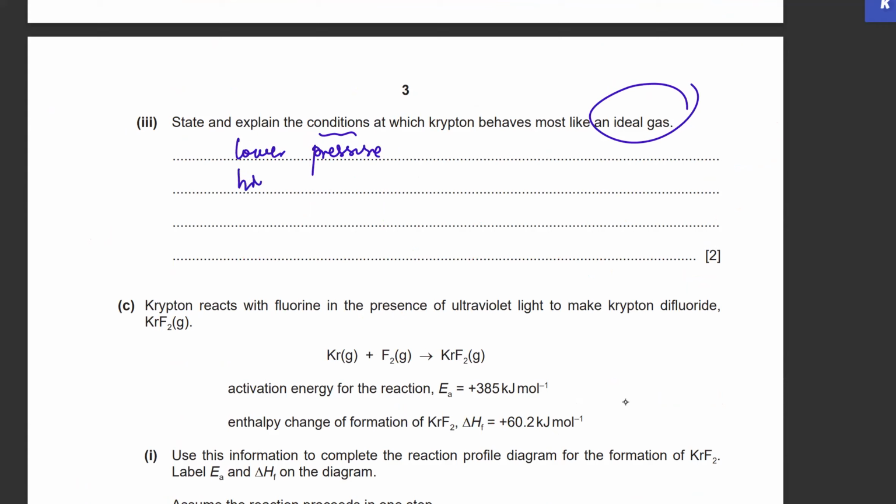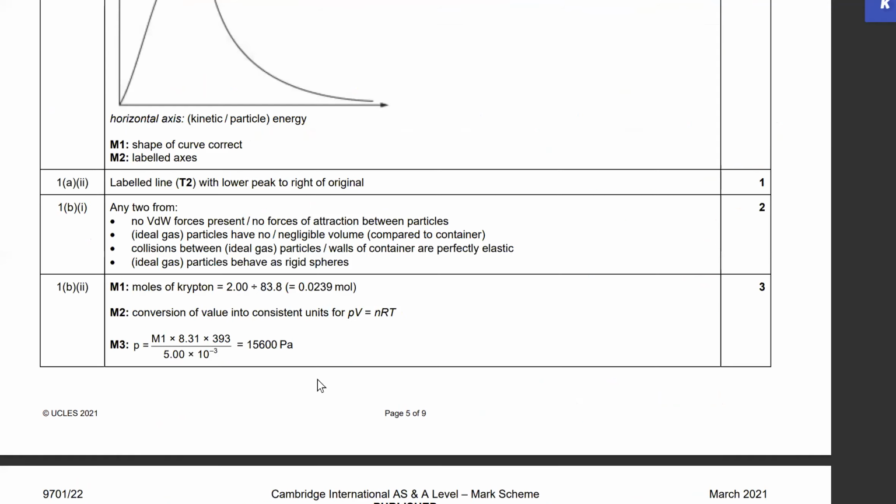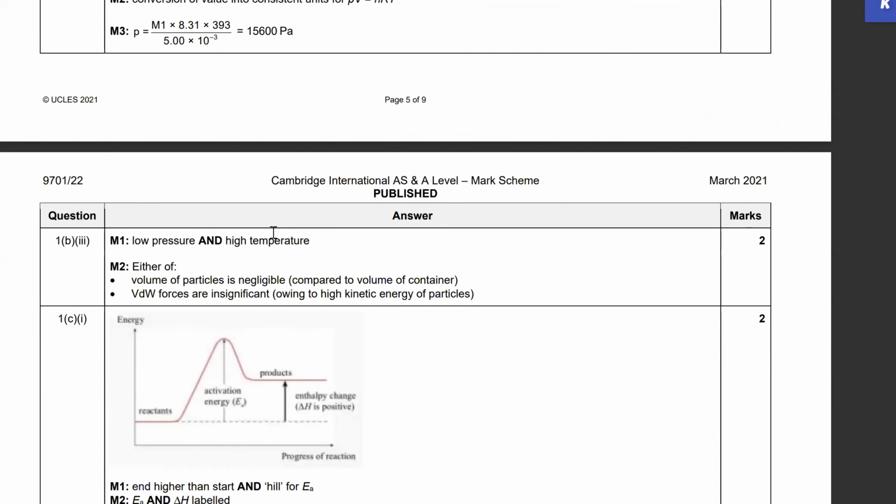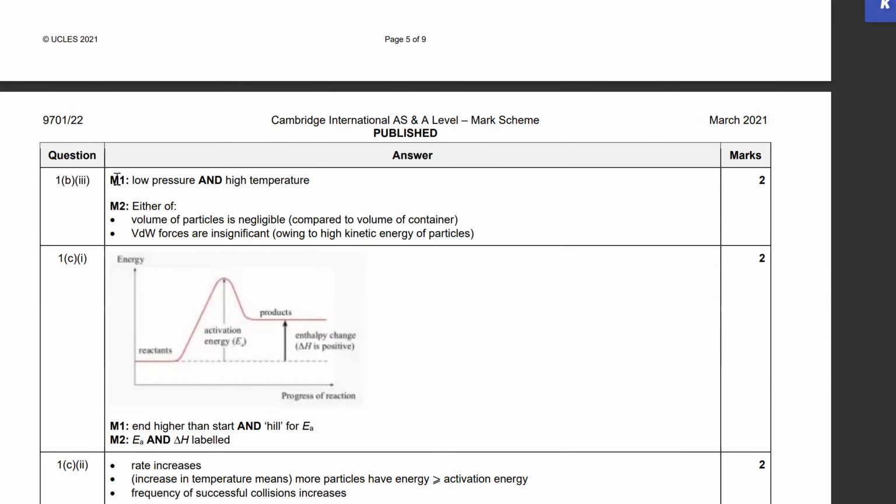and higher temperature. I don't know if they're asking for the explanation for this, but you can write the explanation. So Mark 1 is for low pressure and high temperatures, and the other mark is for the explanation. So you have to give the explanation. It's either one, I mean, explain either one of them.